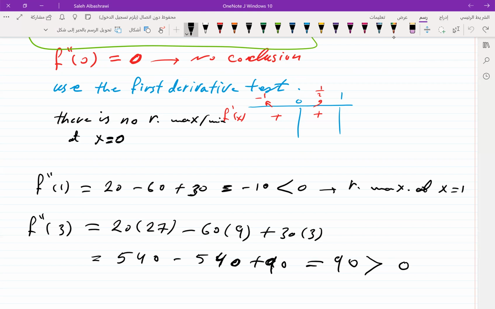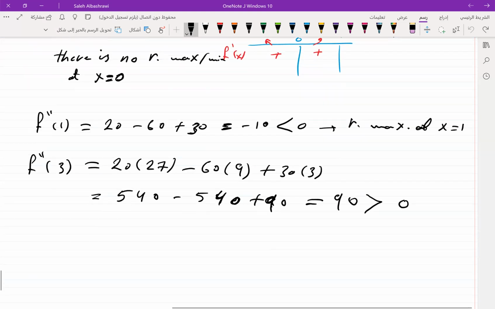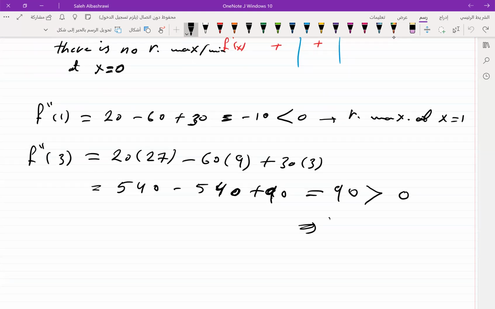And if the sign of the second derivative at the critical point is greater than 0, it means relative minimum at x equal to 3. This is the second derivative test. Check the sign of the second derivative at the critical point.